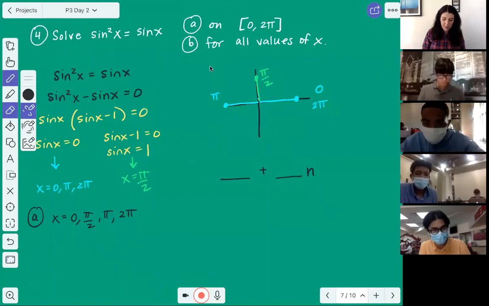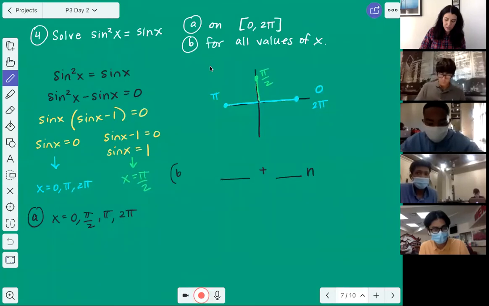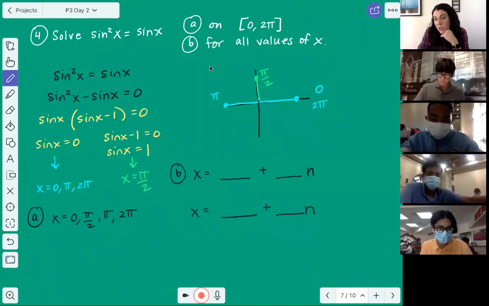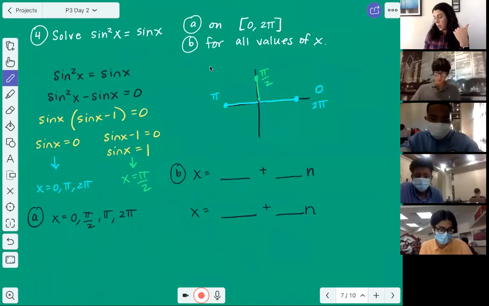And again, this is going to be an x equals here. And x equals some angle plus some angle times n. That's how we'll set it up anytime we're doing all values of x. And there's different ways to write these final answers, and there's more simple and more complicated ways to write it. Let's go to Sam Traster.